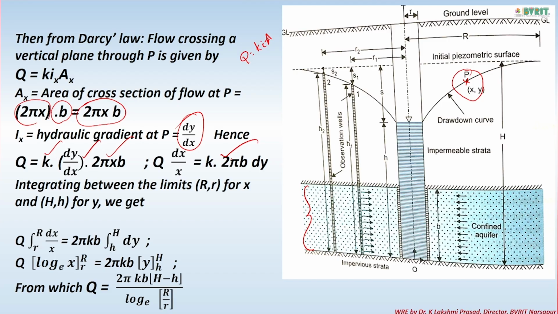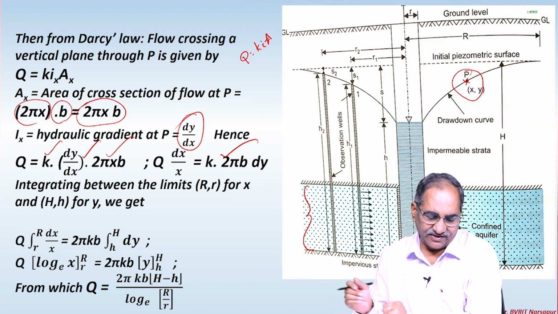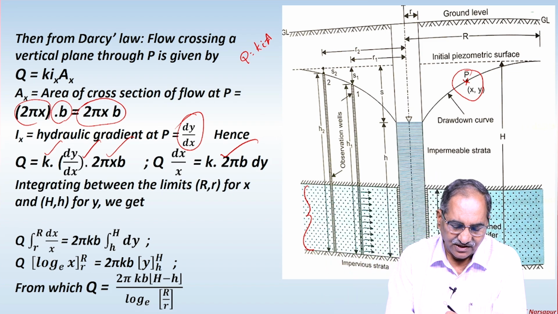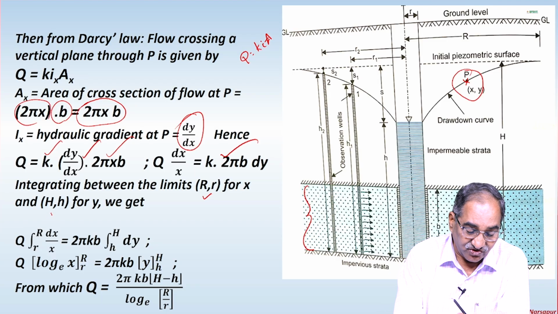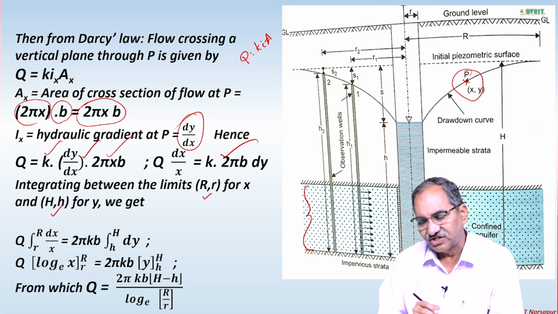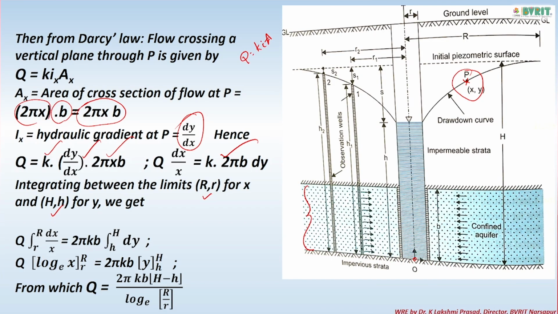So why have I done that? Only to integrate all the terms related to x on one side, all the terms related to y on the other side. That's what precisely I have done here. Then integrating this between the limits r to R for x and h to H for y, what will we get? So why r to R? If you see the x limits, x is measured from the center. Naturally small r is the radius of the well, that is the starting point, and capital R is the radius of influence, the maximum. One is at zero drawdown, one is at the maximum drawdown.